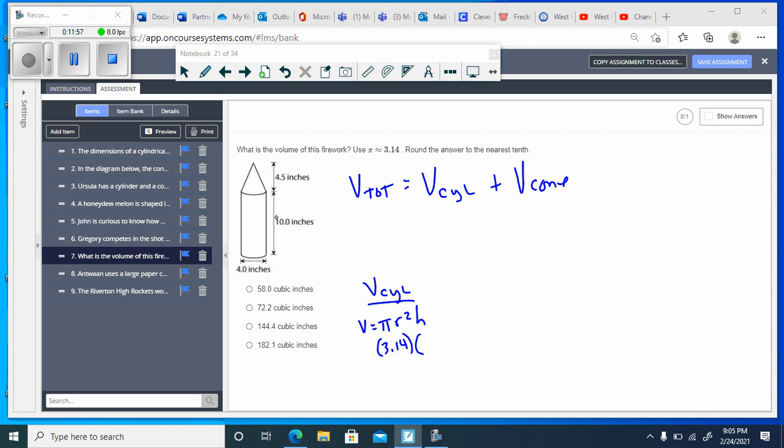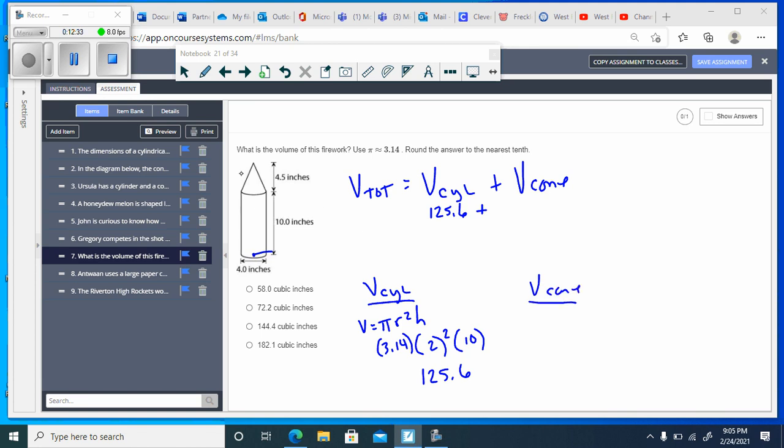We're using, let's see, our radius here. This is 4 inches, so the radius would be half of that. It would be 2 squared. And our height on the cylinder is 10. Okay? 3.14 times 4 times 10. That gives me 125.6 for the cylinder. 125.6. Now let's do the volume of the cone.